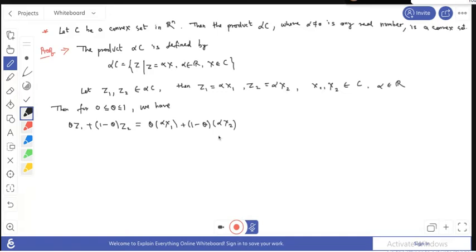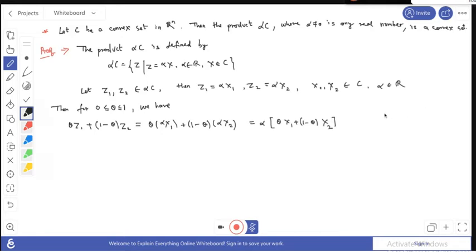Alpha is common here. Alpha and theta are both real numbers, so alpha into theta and theta into alpha are the same, and alpha into 1 minus theta and 1 minus theta into alpha are the same. That's why we take the alpha parameter as common. So we take the scalar multiplication of theta x1 plus 1 minus theta x2. Finally, you get this thing.